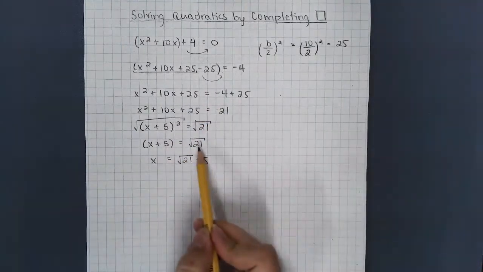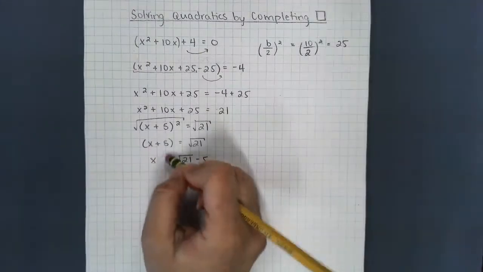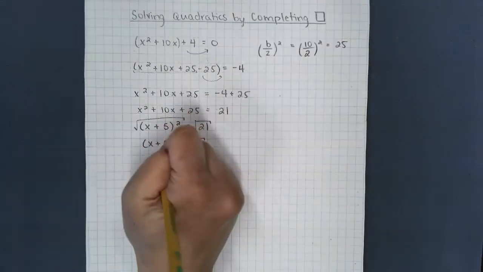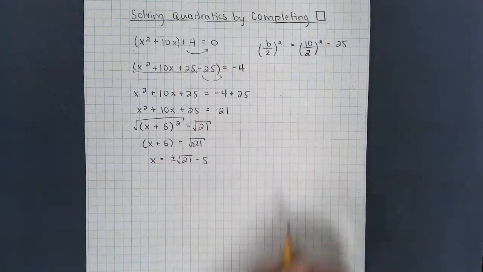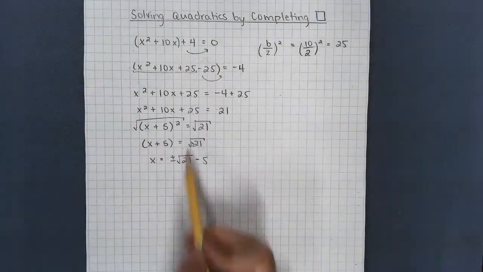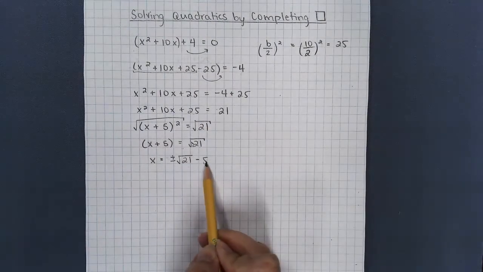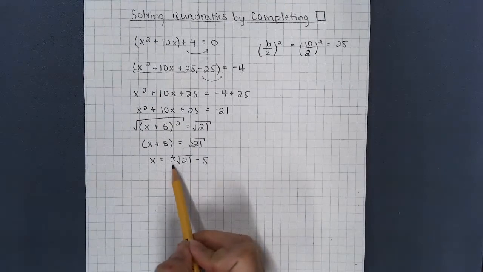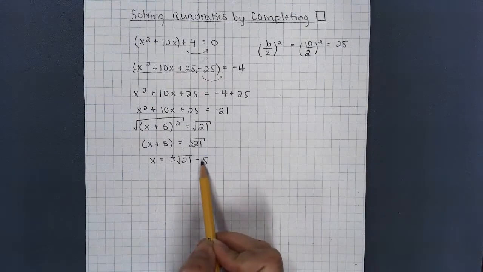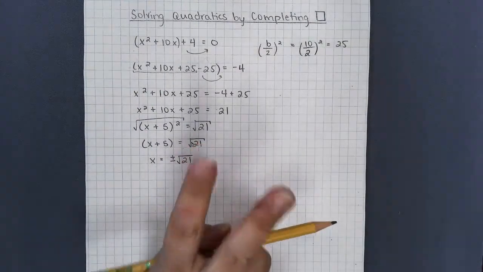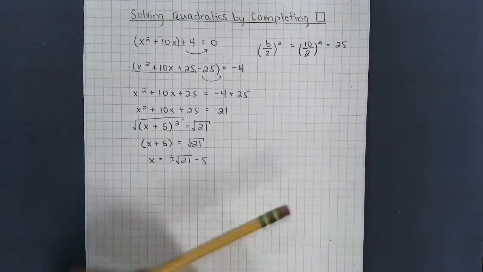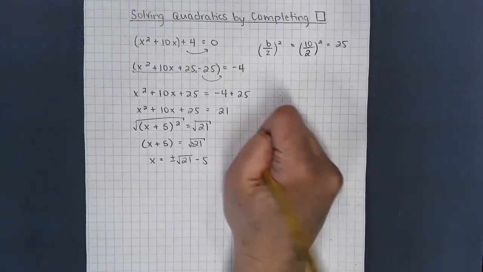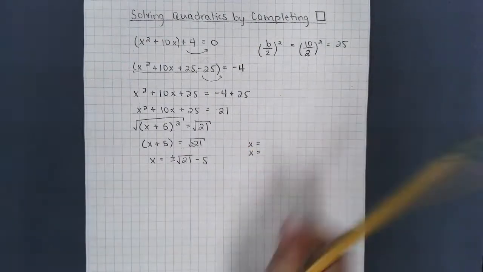Now remember, the square root can either be positive or negative. So I'm actually going to add plus or minus out here. So I can take the positive square root of 21 and subtract 5. But I can also take the negative square root of 21 and subtract 5. And that's how I'm going to get my two different x values. So let's actually do that. I'll type it into my calculator and get my two x values.